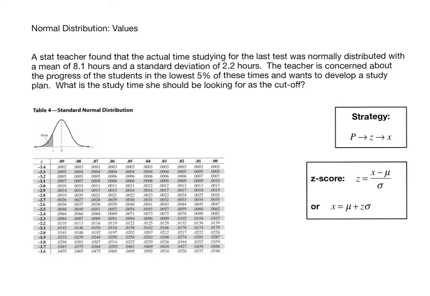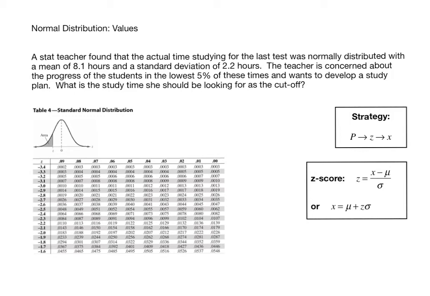A stat teacher found that the actual time studying for the last test was normally distributed with a mean of 8.1 hours and a standard deviation of 2.2 hours. The teacher is concerned about the progress of the students in the lowest 5% of these times and wants to develop a study plan. What is the study time she should be looking for as the cutoff?